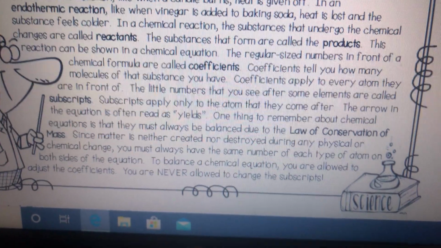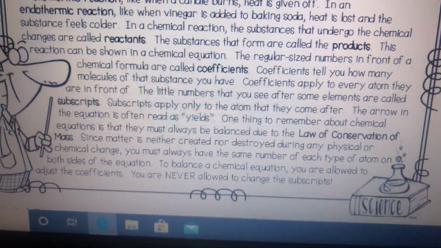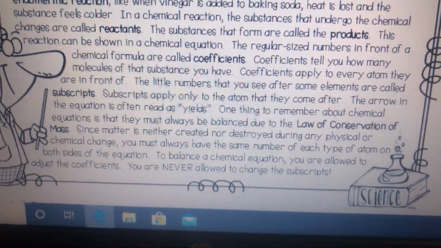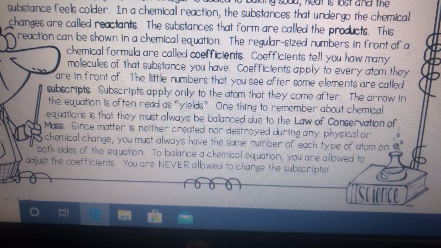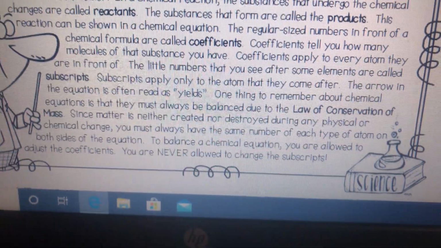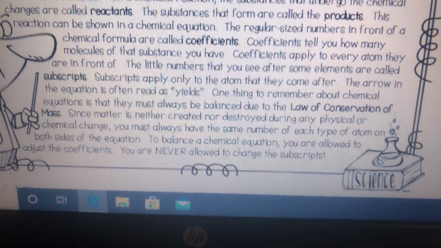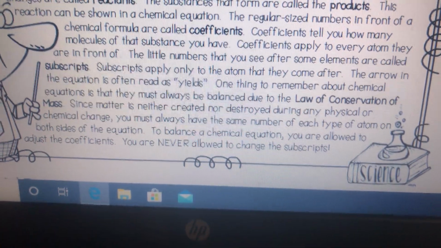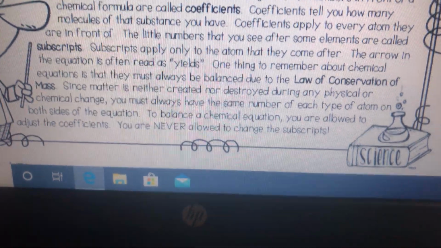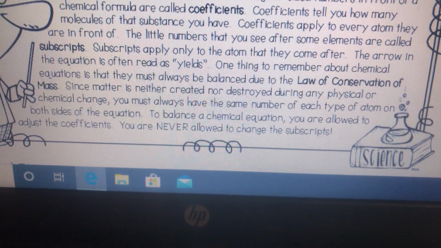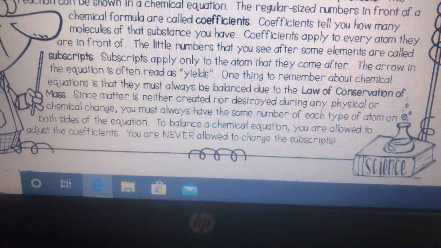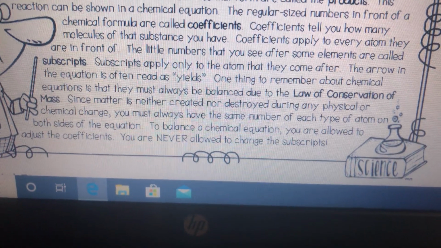The regular size numbers in front of a chemical formula are called coefficients. Coefficients tell you how many molecules of the substance you have. Coefficients apply to every atom they are in front of. The little numbers that you see after some elements are called subscripts. The subscripts apply only to the atom that they come after. The arrow in the equation is often read as yields. I usually say it equals, but yields is another way of saying it.